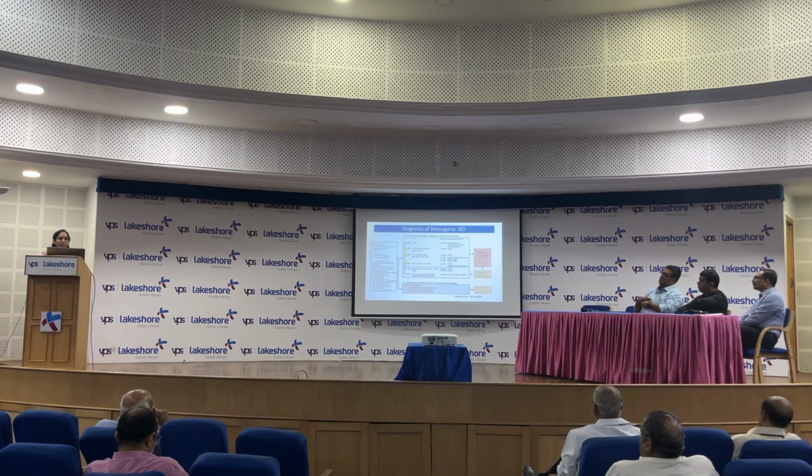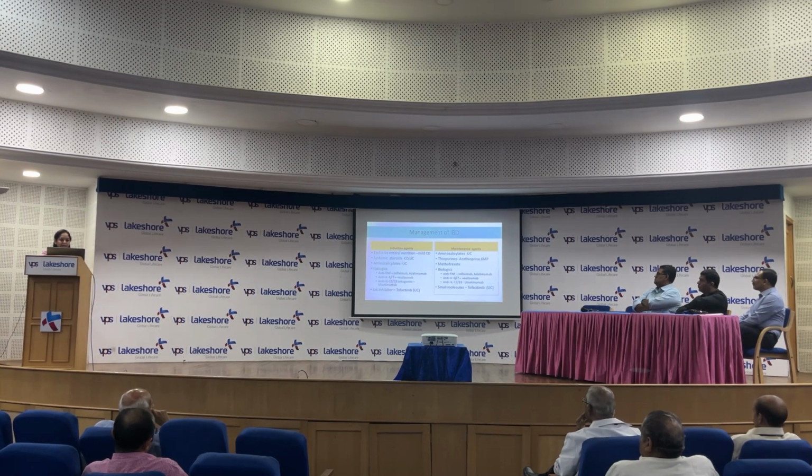If you suspect it, what is the algorithm we follow? Then you need to look for whether there is an associated cell defect, like neutropenia or thrombocytopenia, and we need to look at IgG immunoglobulin levels. Sometimes we can go for flow cytometry if it's available, or if you strongly suspect, we can directly do genetic testing, such as whole exome sequencing, which would tell you where the defect is. So now moving on to the management.